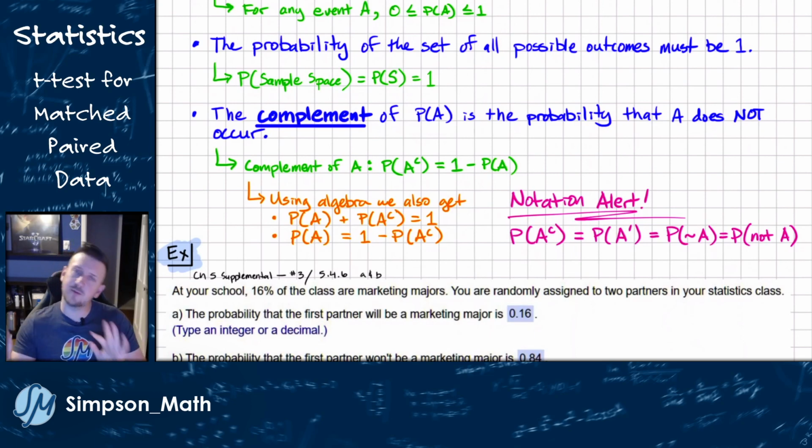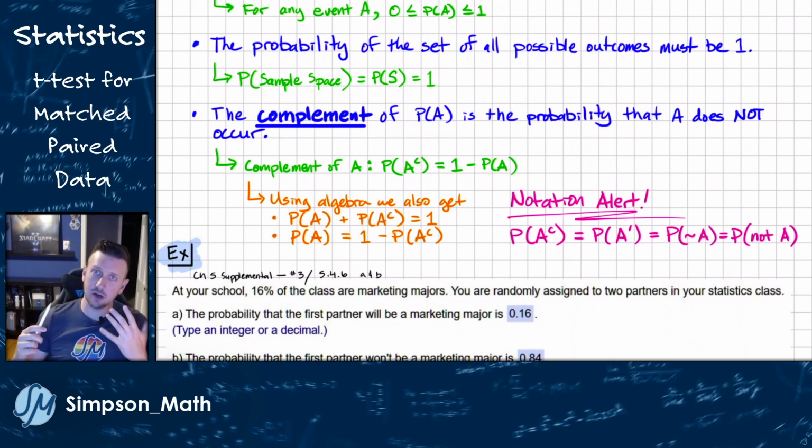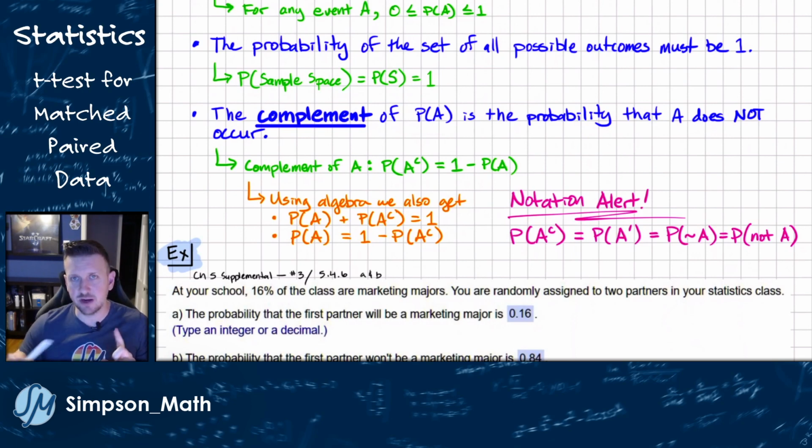Suppose someone says, oh, there's a 40% chance of rain on Monday. Innately you go, oh, well, there's a 60% chance that it does not rain. Let me say that again. If there is a 40% chance of rain on Monday, then that means there's a 60% chance, 1 minus the 40%, or 100 minus the 40% chance, that it does not rain. So that should be pretty intuitive to you.